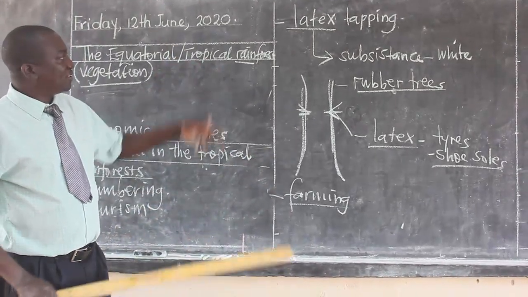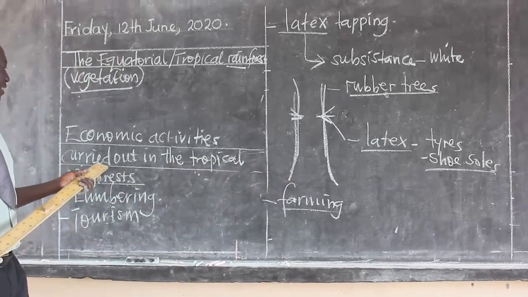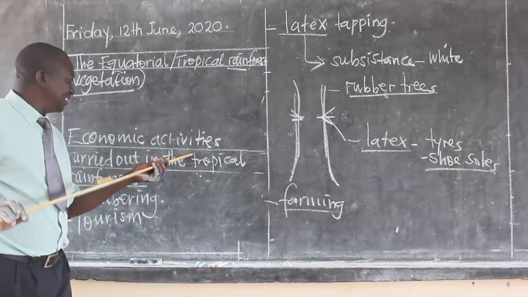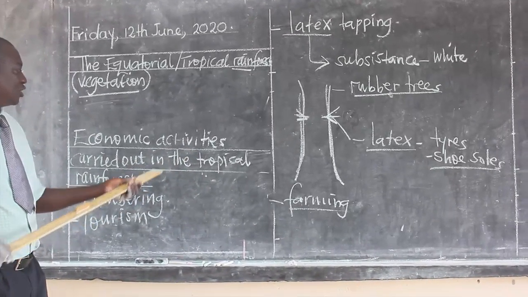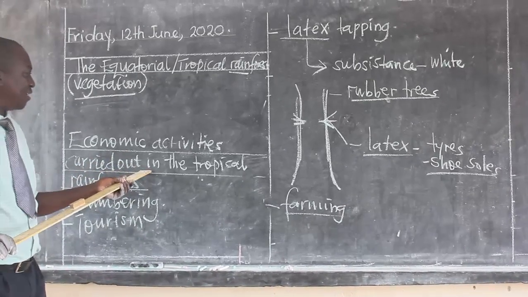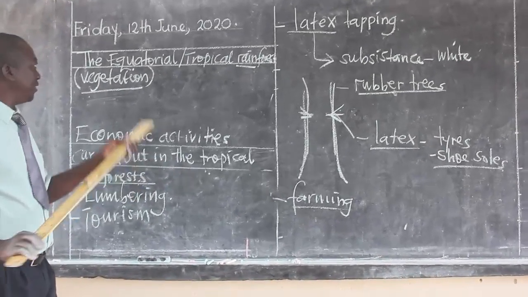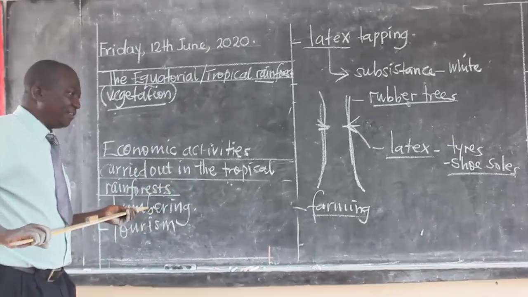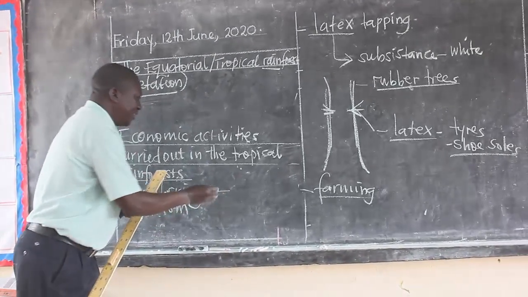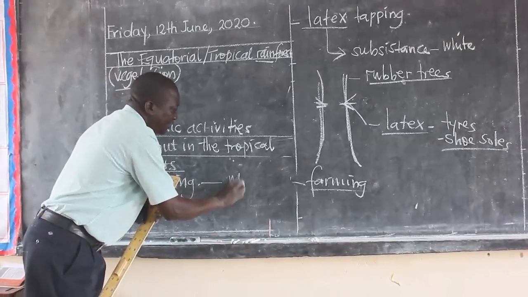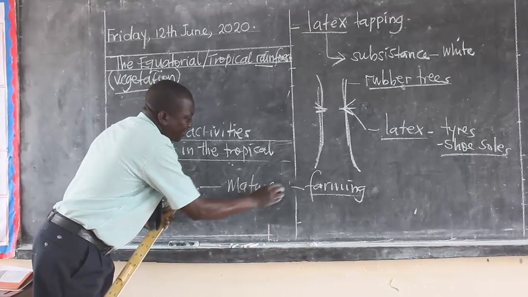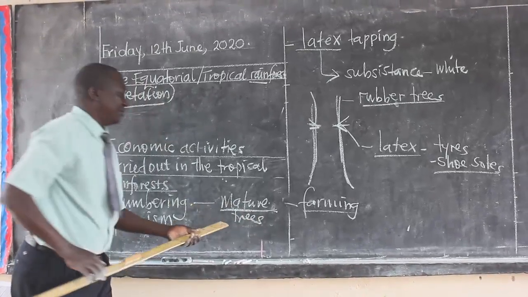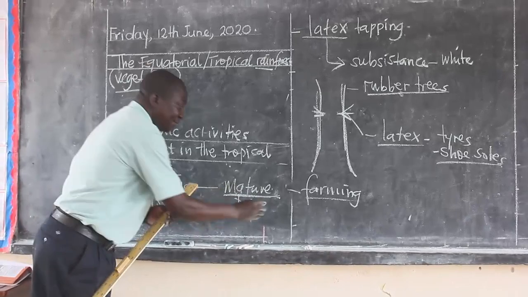So the question can be, now that you write down: list, mention or give two economic activities carried out in the tropical rainforest or in the equatorial vegetation. We have mentioned one, lumbering. Lumbering is the cutting down of mature trees, we look at the word mature trees, on a large scale for timber.